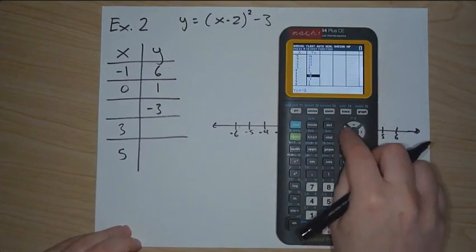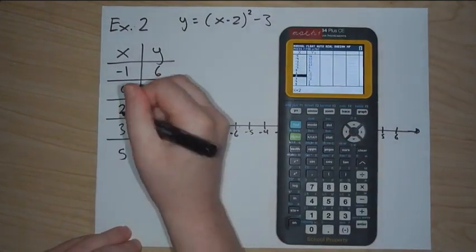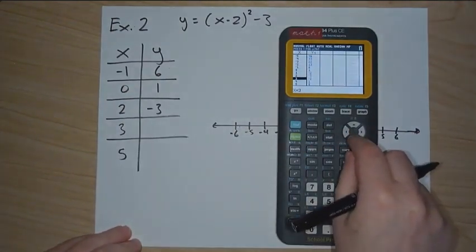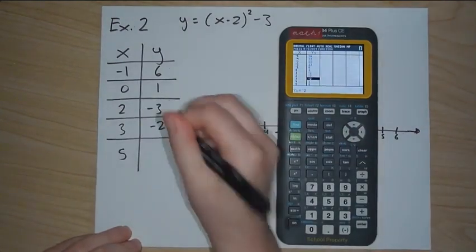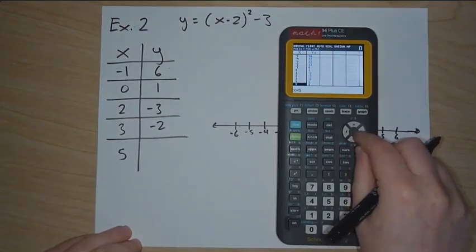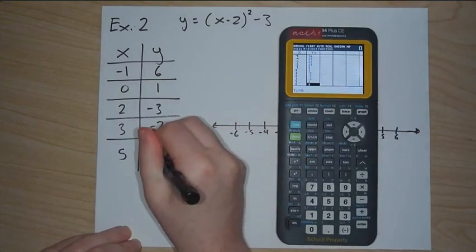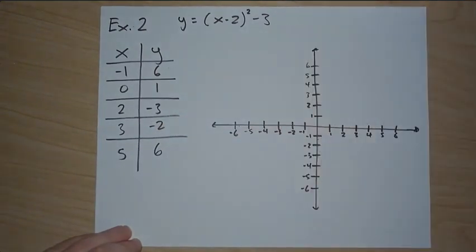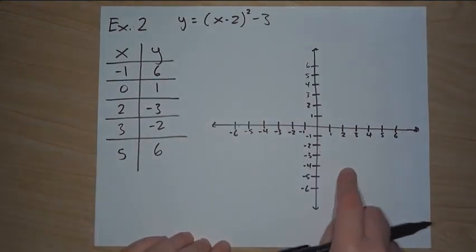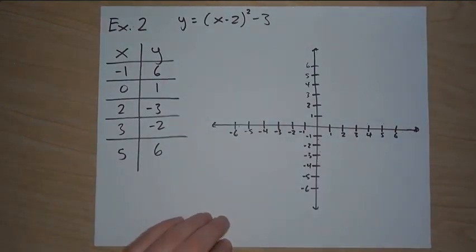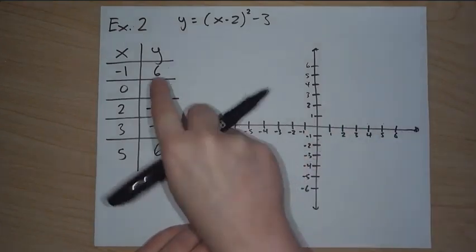When y is -3, we see that x is 2. And when x is 3, we see that y is -2. And when x is 5, we see that y is 6. So we're going to put this aside for now, and we're going to graph these points onto our Cartesian plane, excuse me.